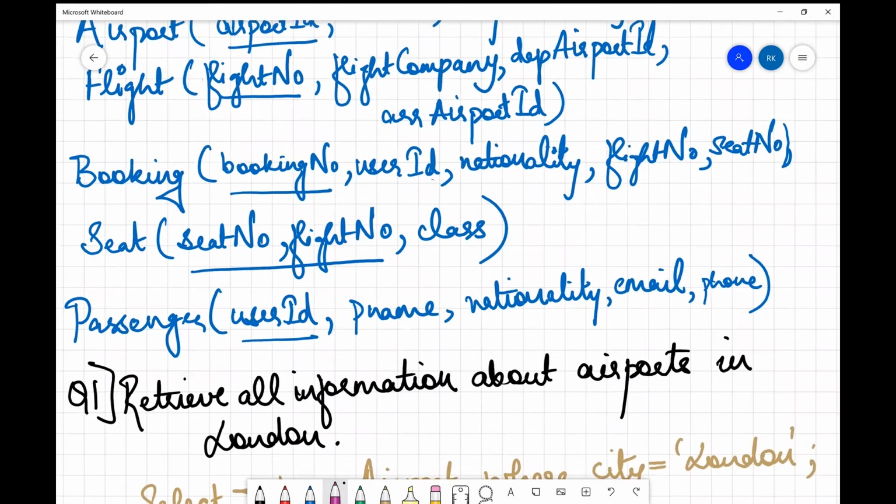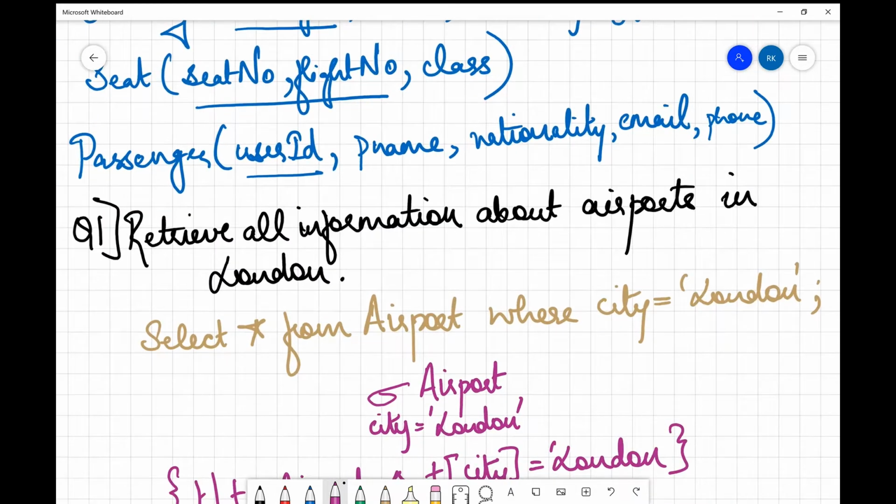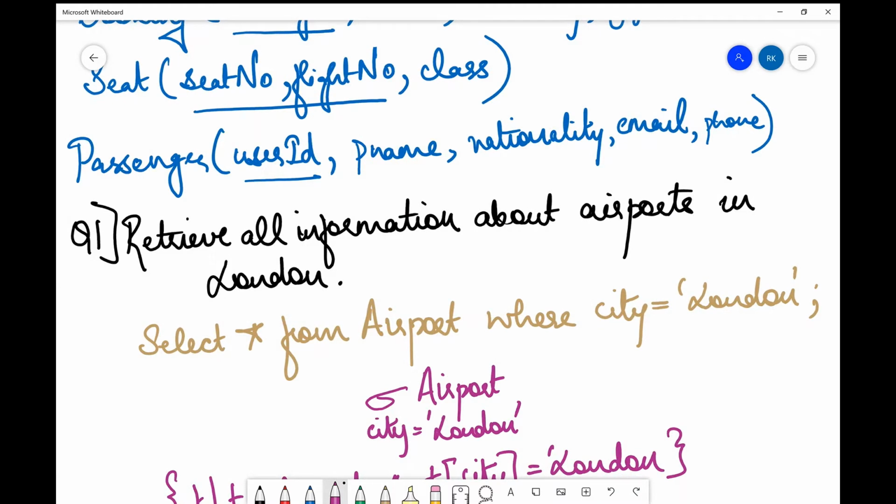So now let's see what kind of queries we can get in this kind of scenario. I have basically tried to give you a composite assignment kind of thing over here. I'll dive into the queries from the easy level to the difficult level. The first query is very simple, which says retrieve all the information about airports in London. The SQL query for this is very simple. You'll just say select star from airport where city equals London. Since they have not specified anything about the country, we don't need to put an additional constraint on the country, right?